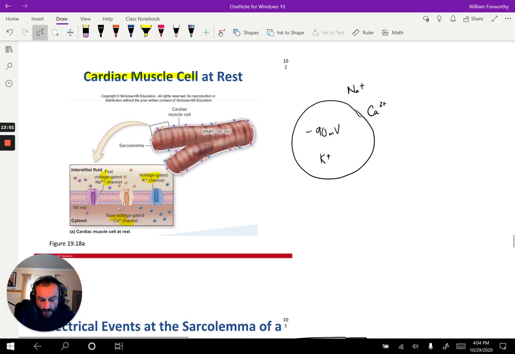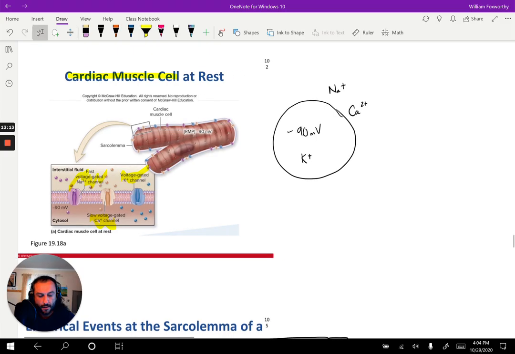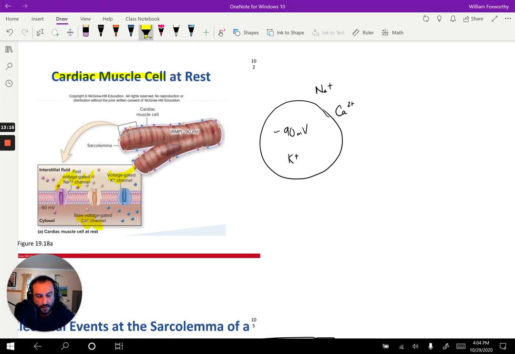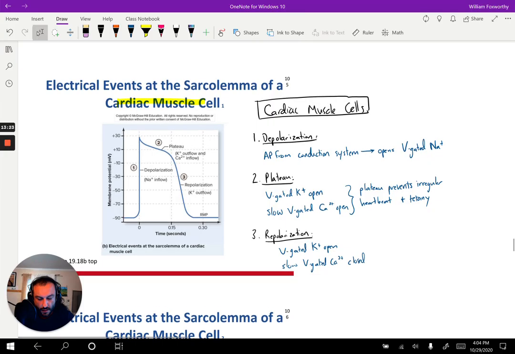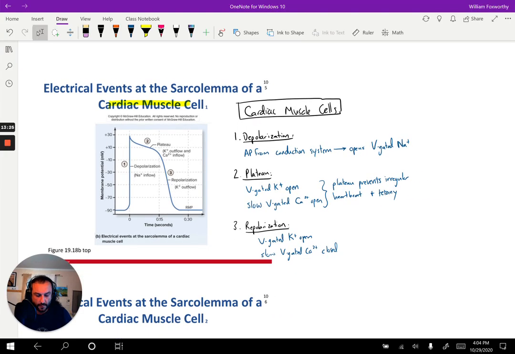We have three different channels to keep track of here: the fast voltage-gated sodium channel, the slow voltage-gated calcium channel, and a voltage-gated potassium channel. And we have the same arrangement of ions where sodium and calcium are high on the outside and potassium is high on the inside. Okay, to start out with, and again, we're talking about cardiac muscle cells.